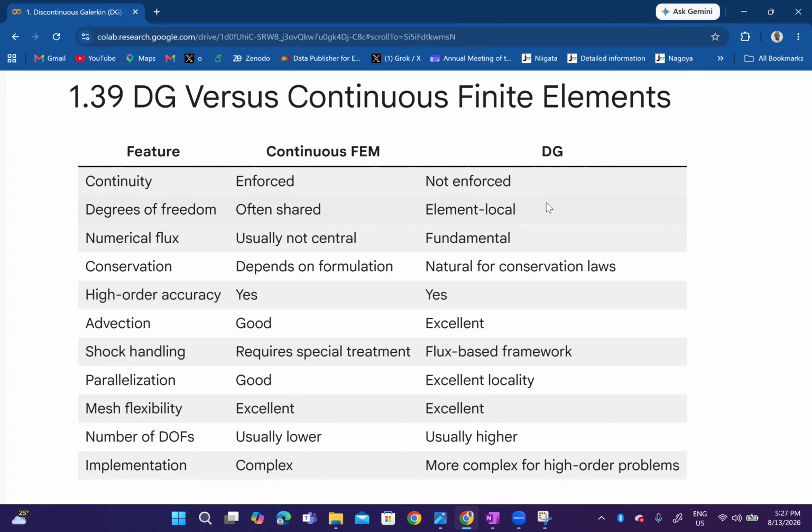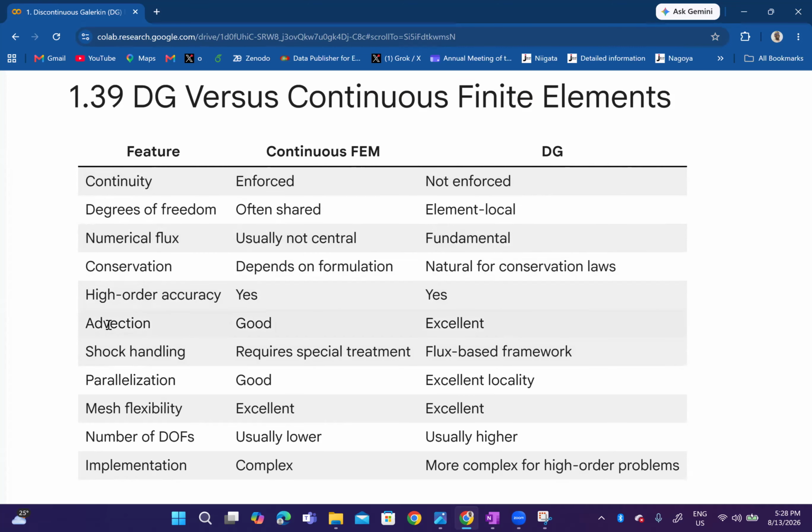So that means that each element has its own degree of freedom, and that's where we can have things like parallel computing happening. Then for numerical flux, it is usually not central in continuous finite element method, but it is fundamental in discontinuous Galerkin. So we need numerical flux here to ensure that information can flow from one element to the other. Then conservation depends on formulation in continuous FEM, but in DG, it is natural for conservation laws. And high order accuracy is true for continuous FEM, and it is also true for DG.